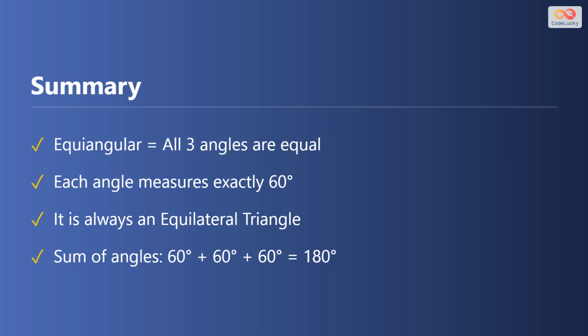Let us recap what we learned. An equiangular triangle has 3 equal angles. Each angle is 60 degrees. It is always equilateral, and the angles add up to 180 degrees.